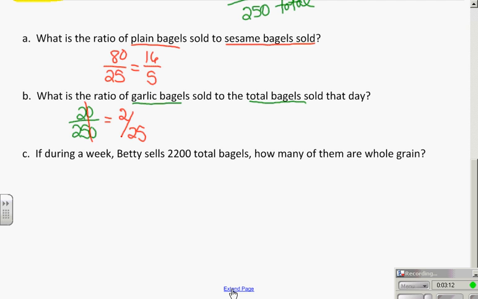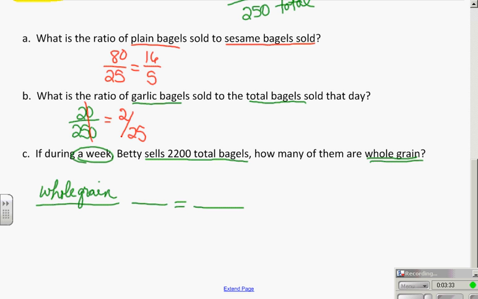Now over the course of the whole week, we're going to change units here. Betty's going to sell 2,200 bagels total. How many of them are whole grain? So we are going to set up some sort of proportion here. The key with proportions is to compare apples to apples. So I'm going to put my whole grain numbers on top, and I'm going to put my total numbers on the bottom. Having a little note like this off to the side, make sure you keep things where they're supposed to be.